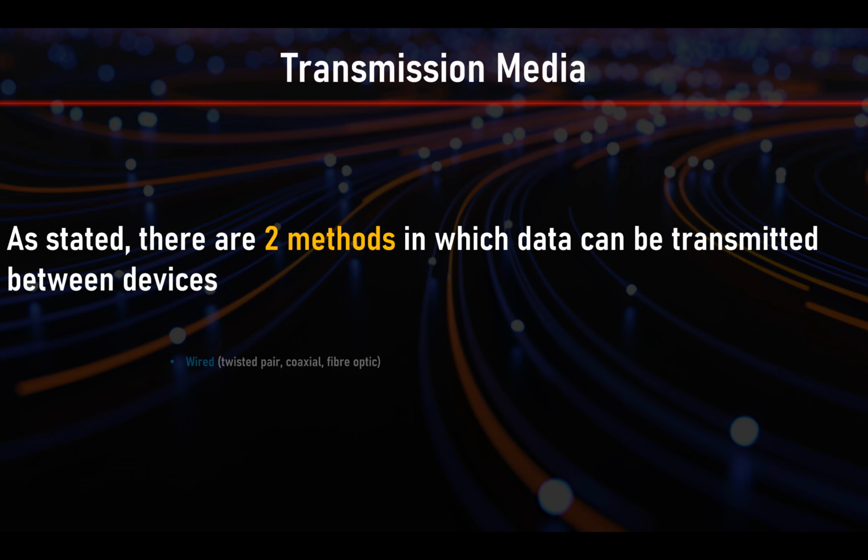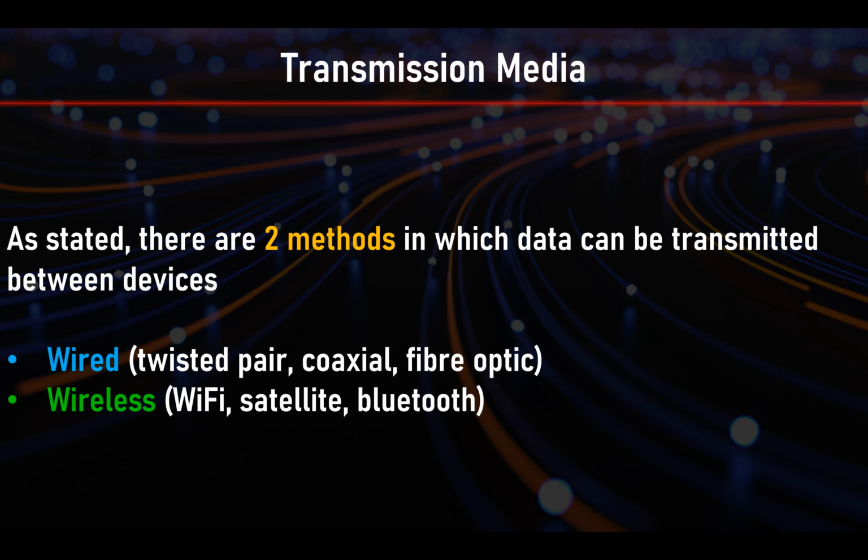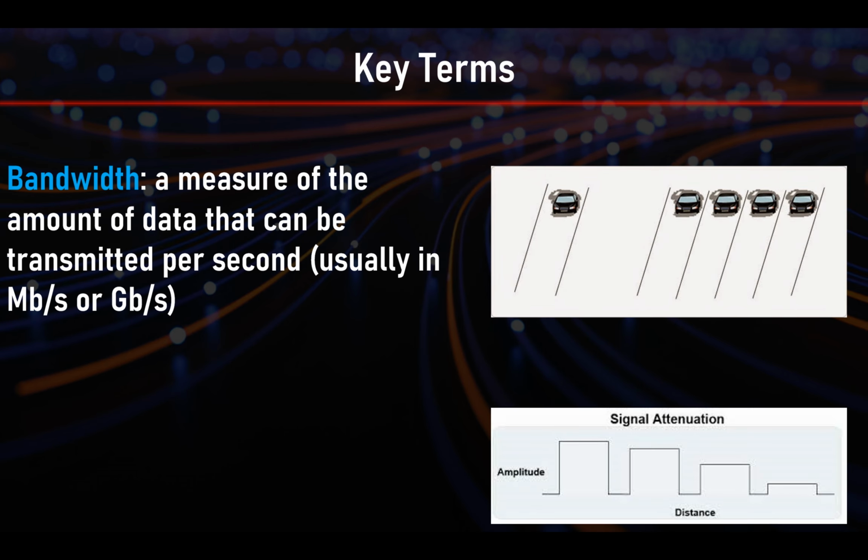Alright, so the transmission media we mentioned briefly: wired, twisted pair, coaxial, fibre optic, and wireless, Wi-Fi, satellite, Bluetooth. Bluetooth is not really mentioned much in the exam, although maybe they might mention it one time. So key terms, one, bandwidth, that's a measure of the amount of data that can be transmitted per second, usually in megabits per second or gigabits per second.